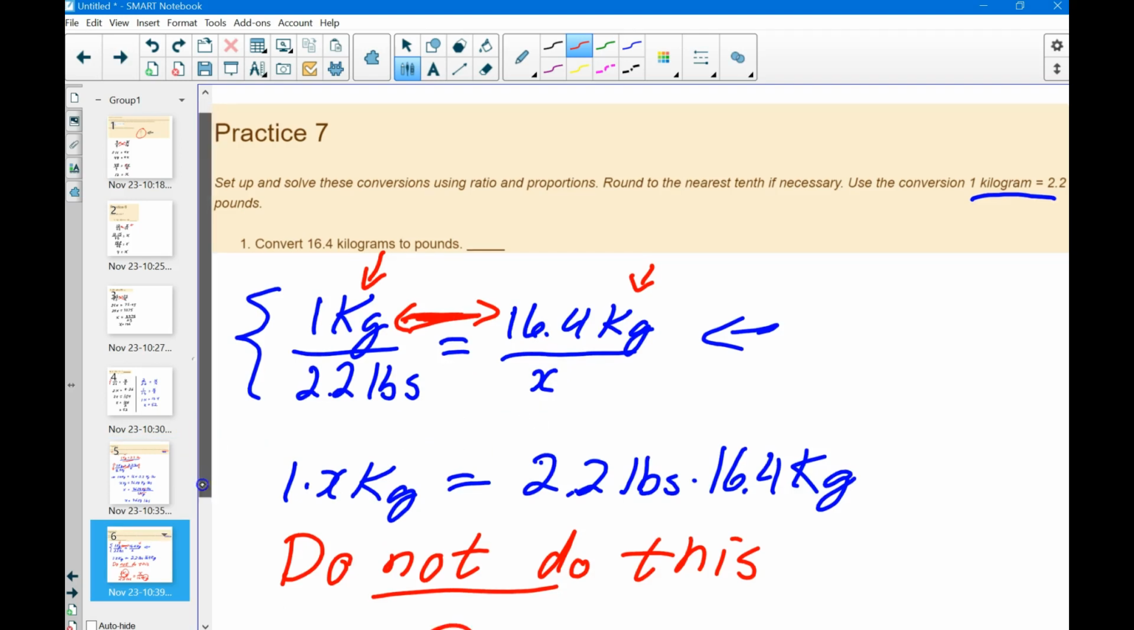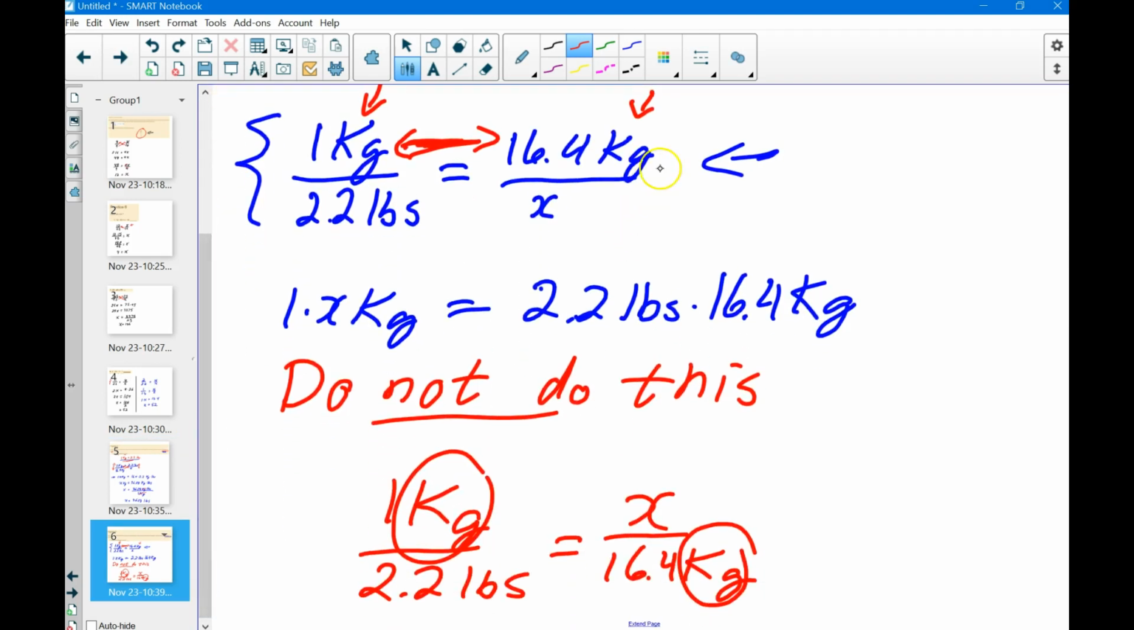What I did, in case you didn't get that, took this one and turned it upside down, down here. Do not do that. It'll give you the wrong answer. The first two ways to do it are fine, but if you mix up the units and put them the wrong way, you'll be wrong. Because what happens if I cross multiply now? I'm going to get 16.4 kilograms squared, and you don't want to use it like that. Make sense? So this is the wrong way.